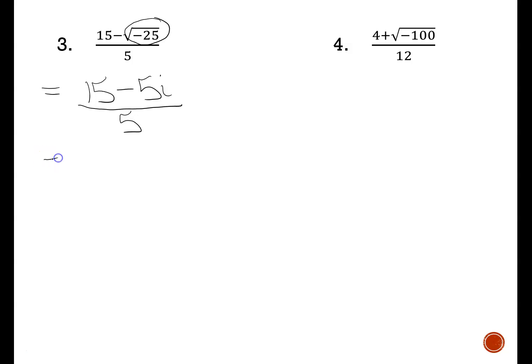Now there's a couple of ways you could simplify it from here, but I think the easiest way for you guys will be just to take that number that's on bottom and put it underneath each number that's on the top. So we're going to put the 5 under the 15 and the 5 under the 5i. So it splits up into 2 fractions.